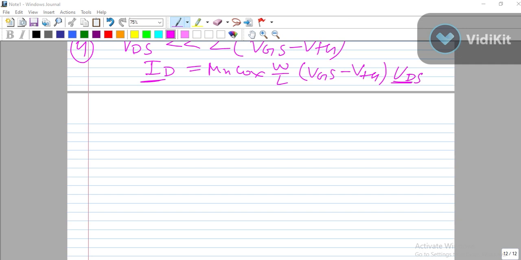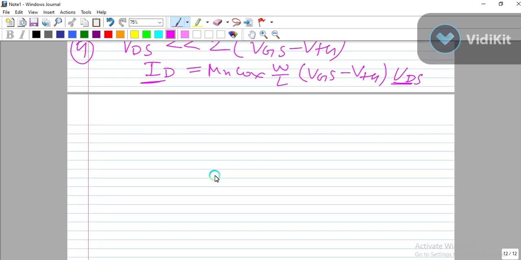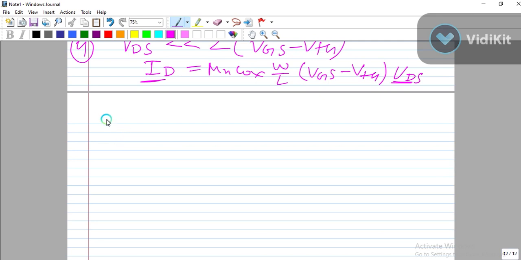Today we will discuss ID versus VDS. In the last lecture we have seen the MOSFET structure, the MOSFET working, as well as the derivation of drain current. So that we have discussed already. Today we will go through ID versus VDS. That is the agenda of today.